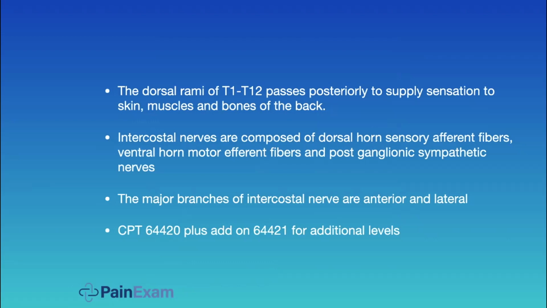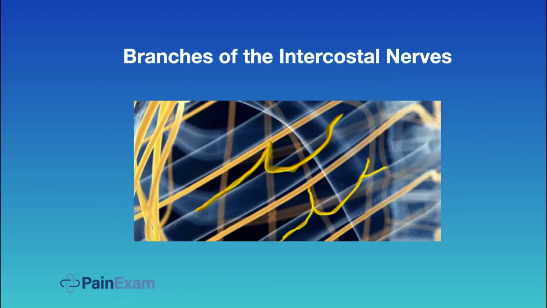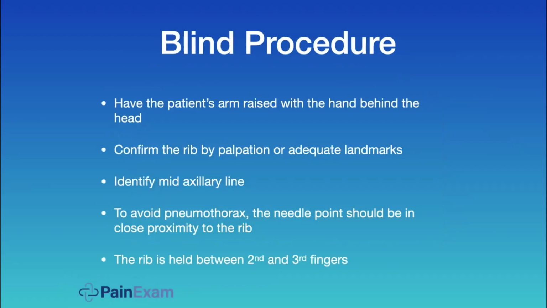CPT code for blocking this is 64420 plus 64421. You could do this under fluoroscopy or ultrasound or blind. Of course, I recommend ultrasound. And to note, the lateral branches of the nerve give fibers that run anterior and posterior. Therefore, you can do a block distally and get proximal anesthesia, because the nerve wraps around, I'm talking about anesthesia of the skin.